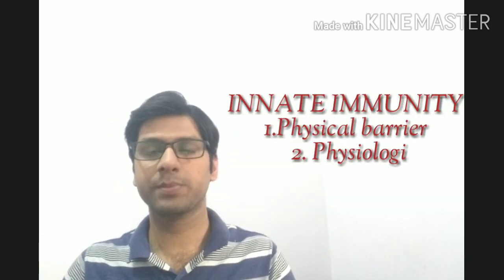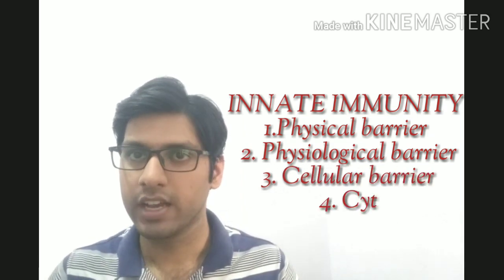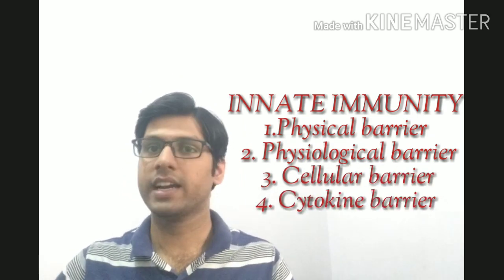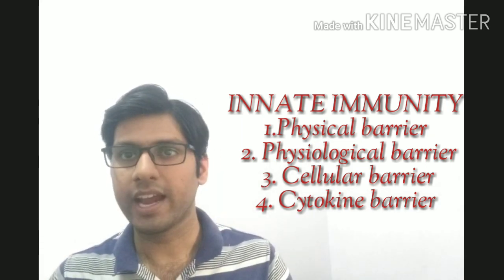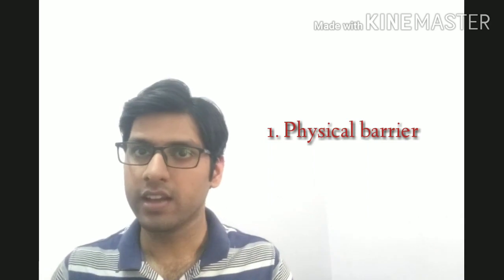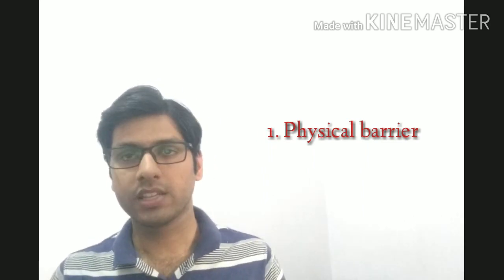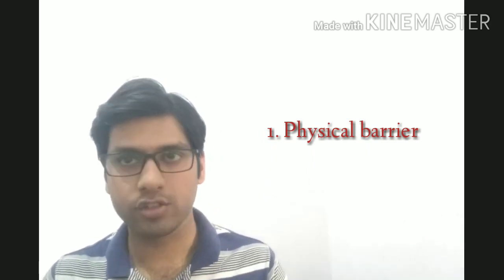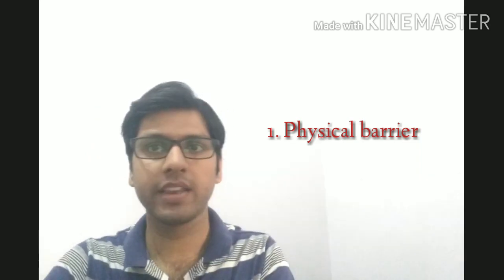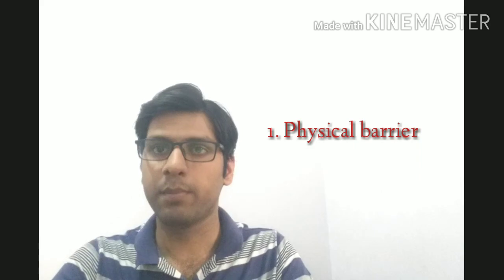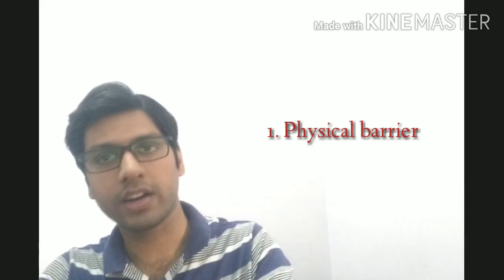Innate immunity is present in the form of barriers. There are four types of barriers, that is physical barrier, physiological barrier, cellular barrier and cytokine barrier. Physical barrier includes skin, mucous lining of epithelium of respiratory, gastrointestinal and urinogenital tract. Physical barrier helps in providing immunity by not allowing the organisms to enter our body.